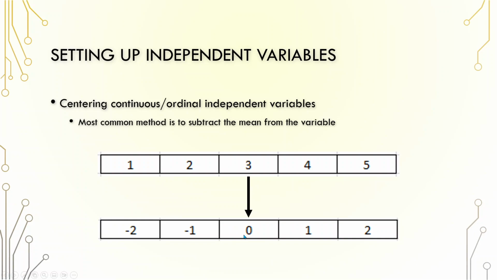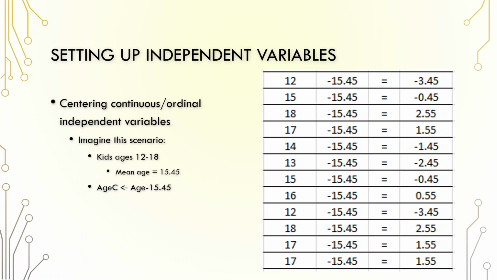The great thing about that is it doesn't change the way it's correlated with other variables. So this is why it's completely okay to do, because it doesn't change mathematically how that variable is used, but it's going to change some of the information that the regression model is going to give us. Going with that example of 12 to 18, let's say our average is 15.45. All we're going to do is subtract the mean. And so anybody who is a 12 is now going to be a -3.45. Anybody who's 17 is now 1.55.